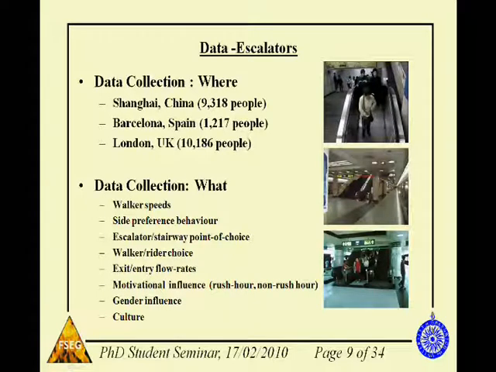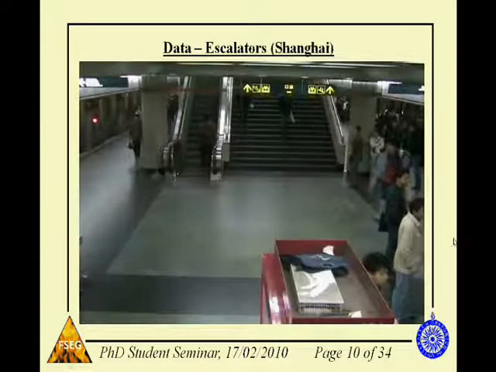And the sort of data we've been collecting relates to how fast people walk on escalators, the proportion of people that use the right, the left, the centre or varied sides of the escalator, the proportion of people that use the stairs and the escalator, the proportion of people that walk or ride, the number of people which can board the escalator each minute, and we've looked at exploring these characteristics in both rush hour and non-rush hour periods at different times of the day. We've looked at seeing if gender influences this behaviour and whether there's any differences between how people behave in different countries.